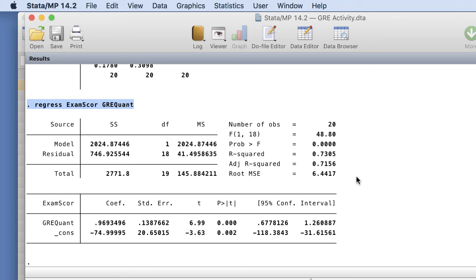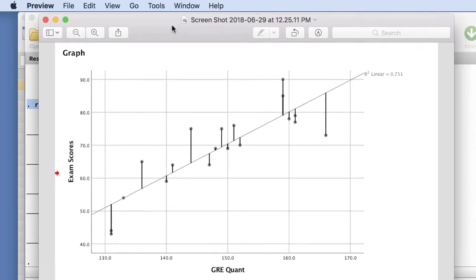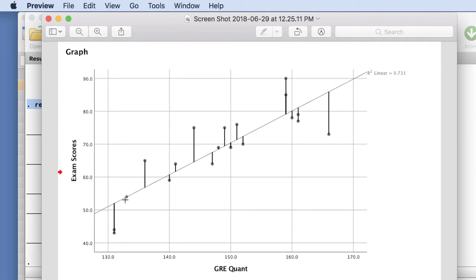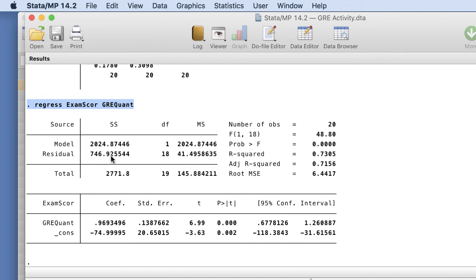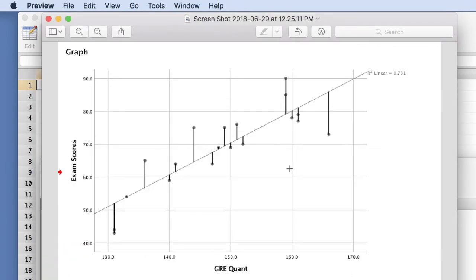To make this a little bit easier to understand, hopefully, I created a graph in SPSS that shows this. These dots here represent actual data points. This is the line of best fit, or the regression line, and it represents the equation that fits this data. The predicted values are on the line. The actual values are scattered about the line. So the difference between the actual values and the predicted values is error. If we add all these errors up, we would get 746.925544. These deviations represent that variability.